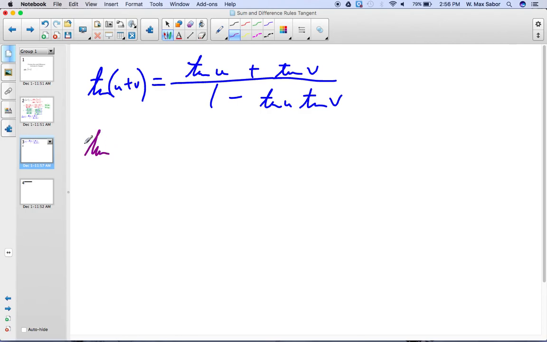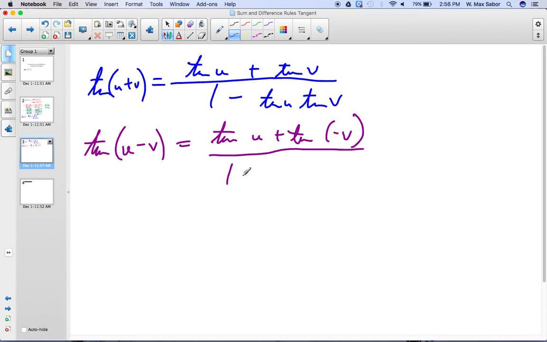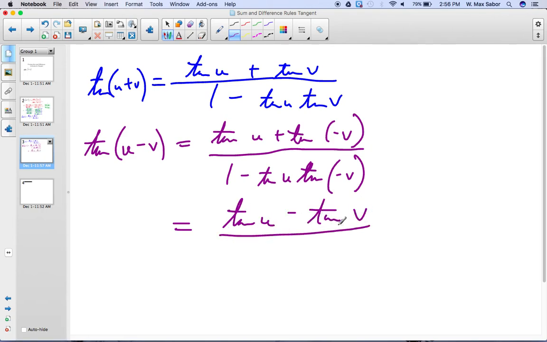And then our difference rule is going to be tangent of u minus v. We'll take the same thing: tangent of u plus tangent of negative v over 1 minus tangent of u, tangent of negative v. What happens when we take a tangent of a negative? Tangent is an odd function, so that'll become negative tangent. And this will become negative, so negative and negative is positive, tangent u, tangent v.